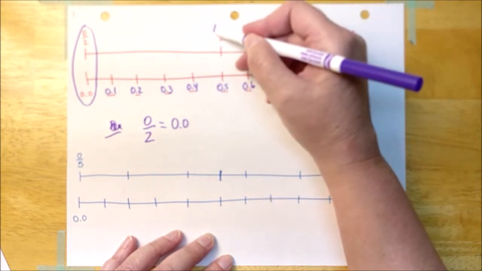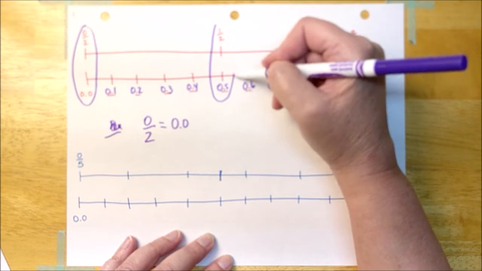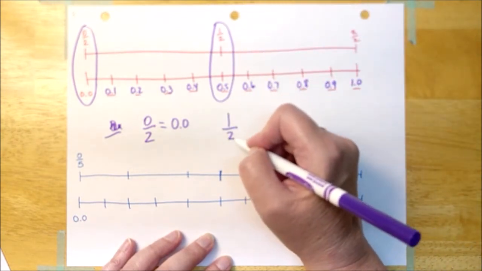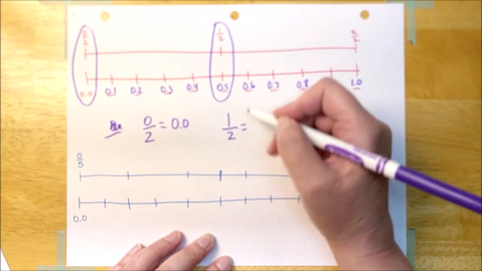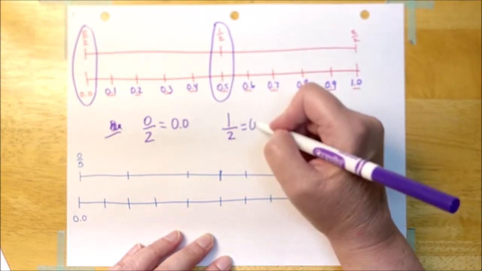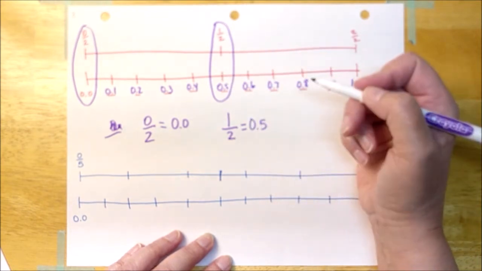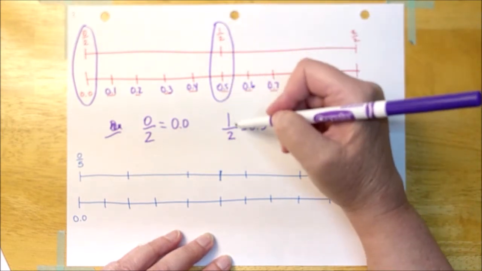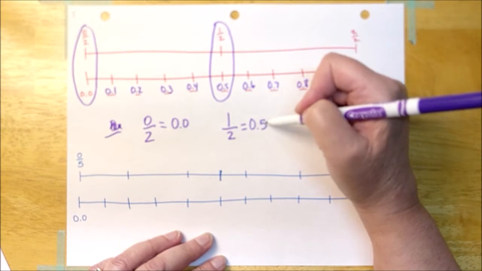So, what is 1 half equal to? So if I have half the number line, it is equal to 5 tenths. See how they're in exactly the same spot. So another way of writing a half is 5 tenths.